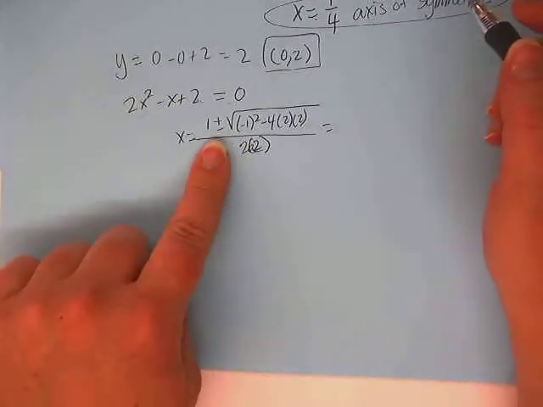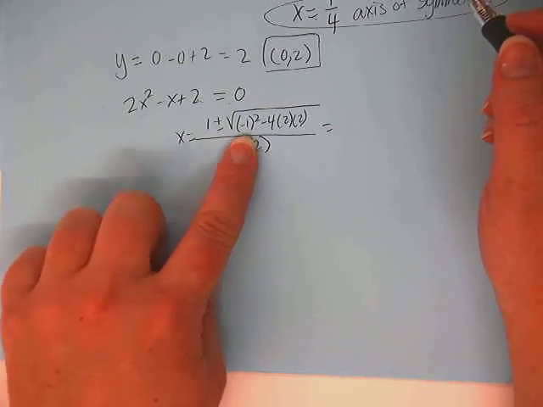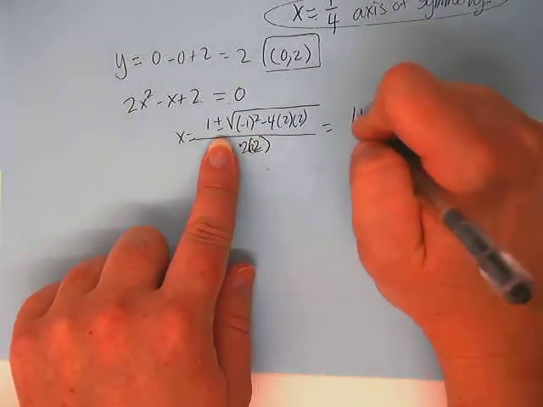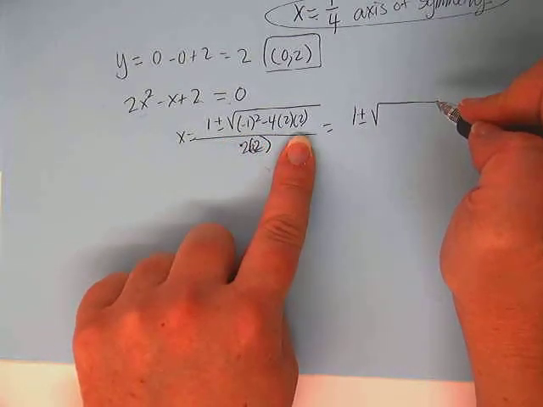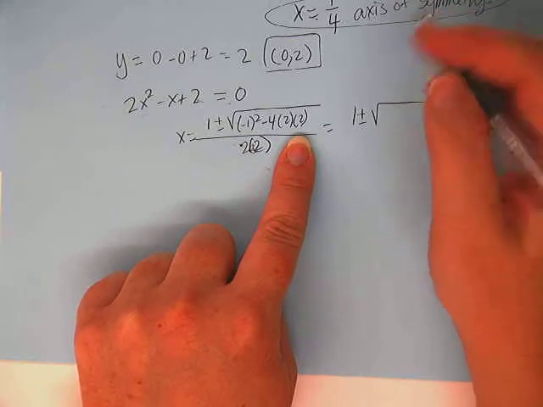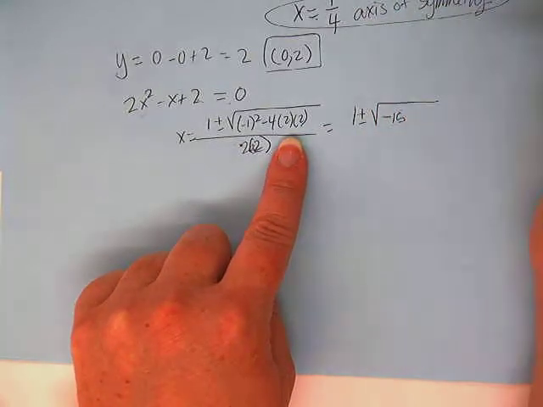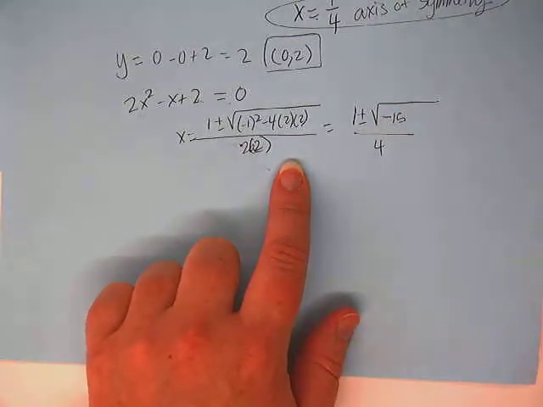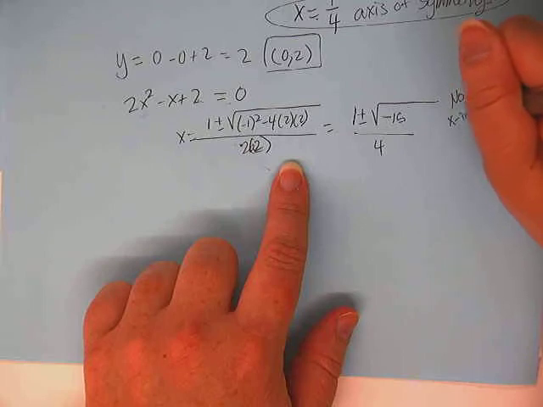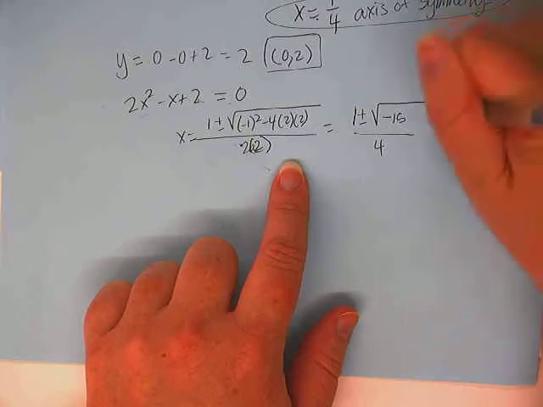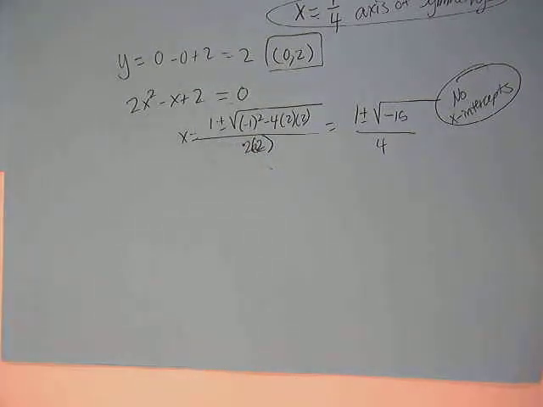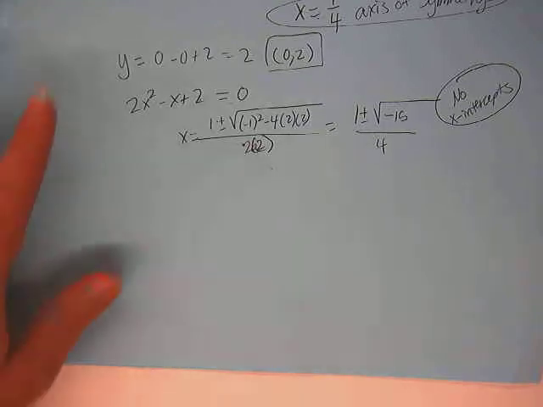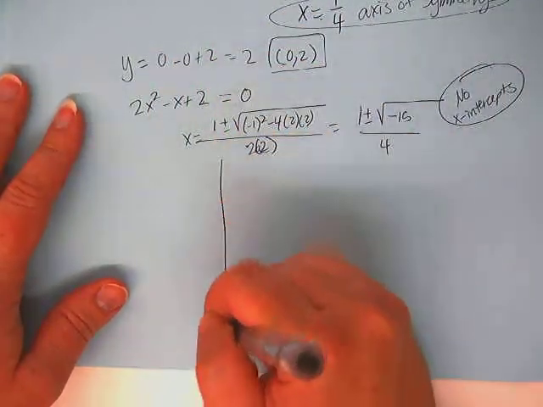Okay. So then we have negative b plus or minus the square root of b squared minus 4ac all over 2a. So we have 1 plus or minus, this is 1 minus 8/16. Anyway, basically we get a negative in here. Did you notice that? So when you get a negative in there, what does that mean? There are no x-intercepts, because that's not possible, because it's imaginary.